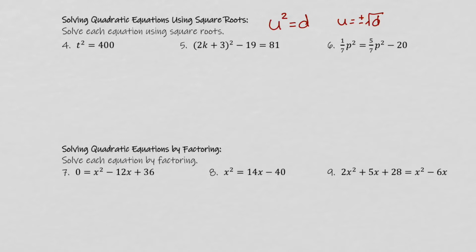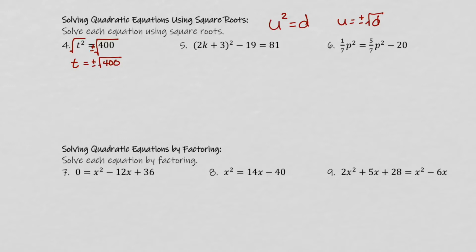Alright, number 4 is set up just like that. We have t squared equaling a number. So to solve for t, the inverse of squaring t is taking a square root of that side. If I do that, I have to do it to this side, but I get the plus or minus. So this really gives me what's left after you square root t squared. It gives me a t. The other side ends up being plus or minus the square root of 400.